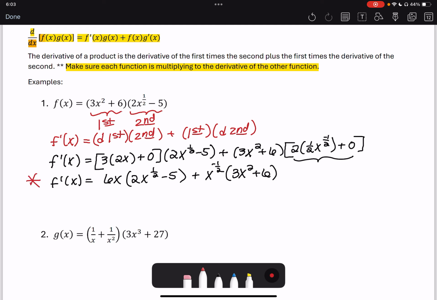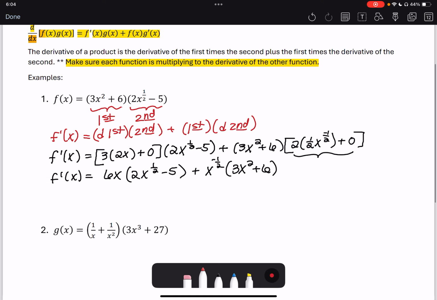Okay. And we don't need to simplify further, because we are going to use Excel with these. And so as long as we can get it to this form, that will be good enough for Excel, okay?